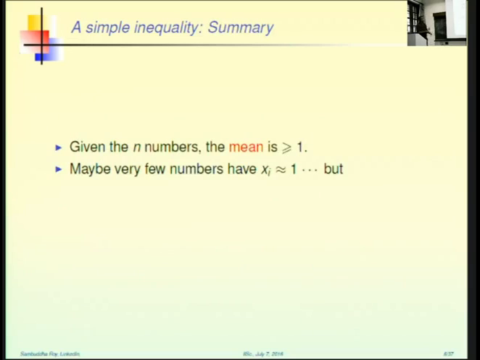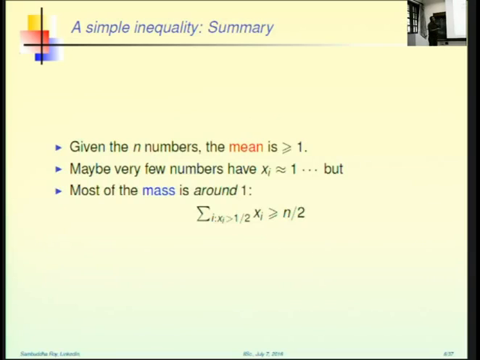Okay. So the summary now. The mean is at least 1 given the n numbers. And maybe there are very few numbers which have xi approximately 1. But most of the mass is around that mean. Mean 1, you go away from the mean, you stay at half and above. Most of the mass, n by 2 of the mass, practically half of the mass, is in this region, in this zone.